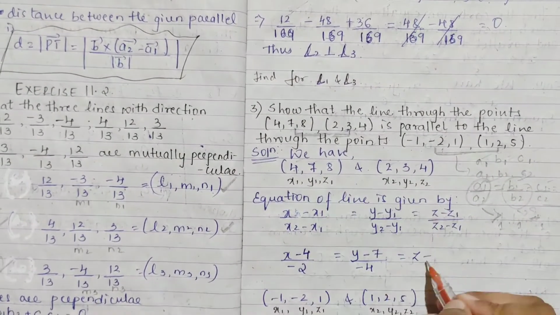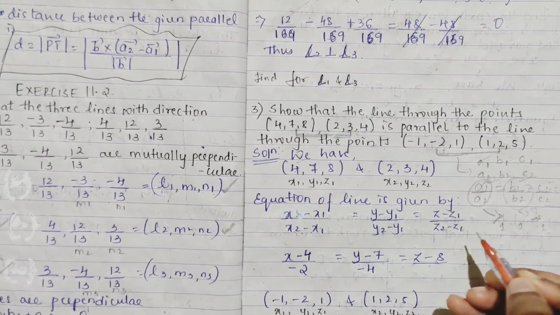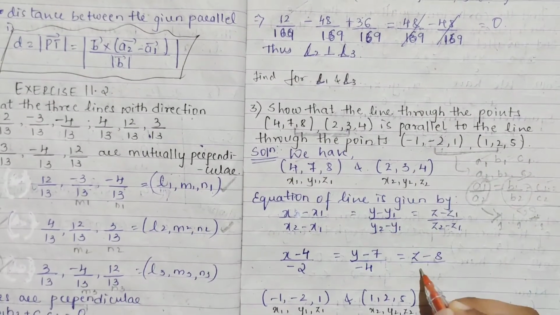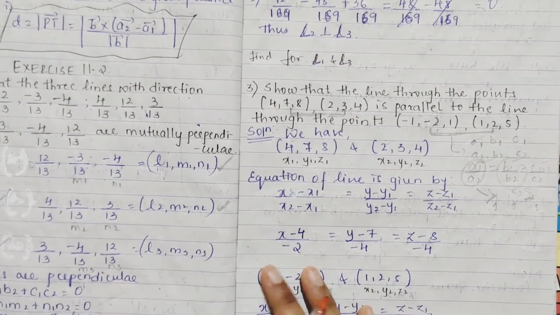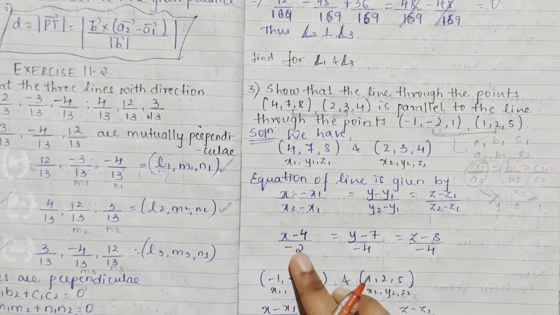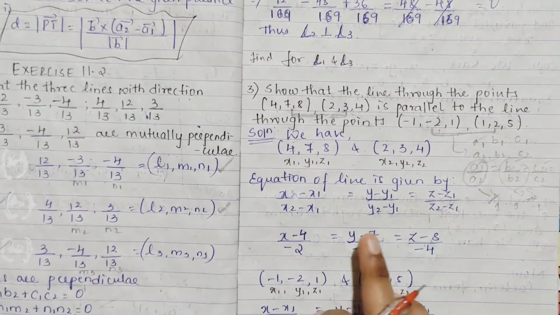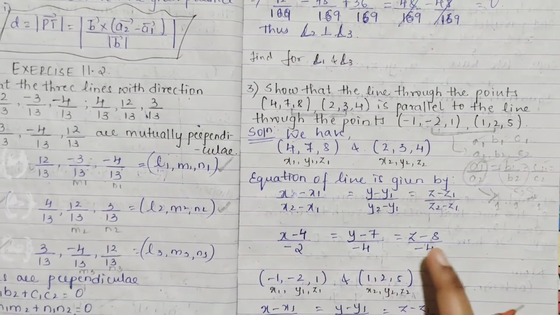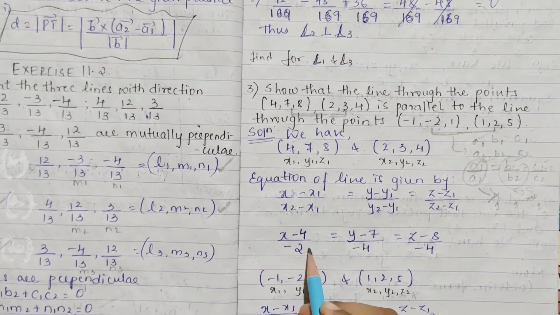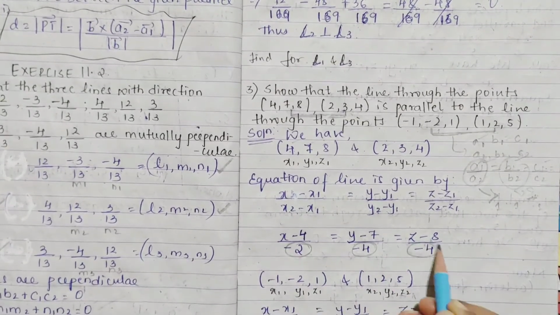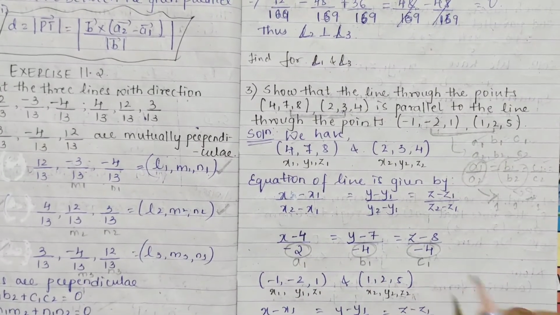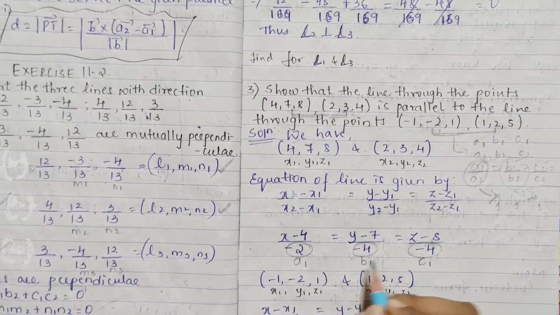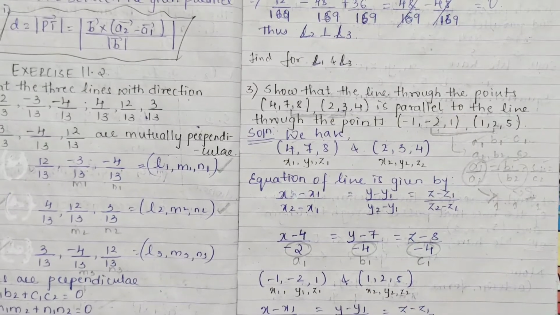minus z1, which is 8, divided by z2 minus z1. So 4 minus 8 you will again get minus 4. So you have got x minus 4 by minus 2, y minus 7 by minus 4 is equal to z minus 8 by minus 4. So basically what you have got, this minus 2, minus 4 and minus 4, these are your A1, B1, C1, right?